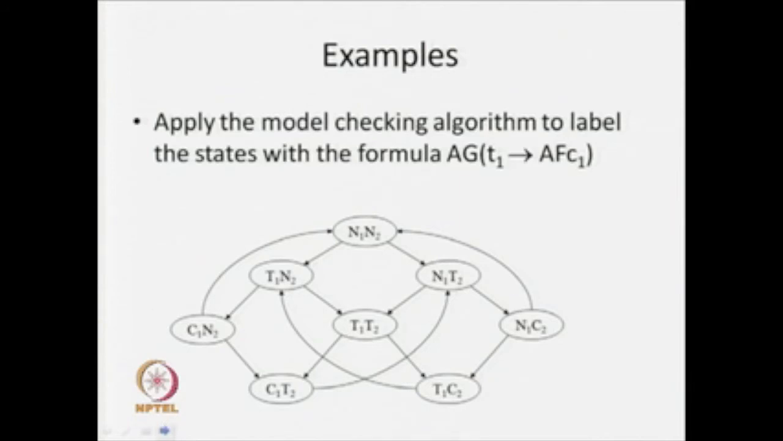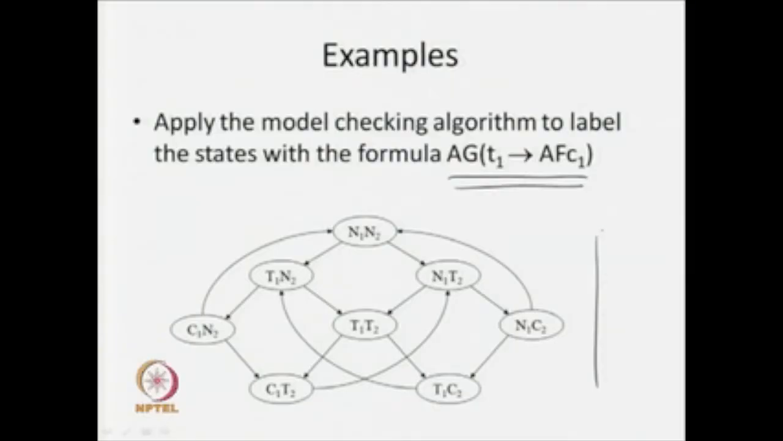Now, we will see another example. In the second example, again we are going to apply the model checking algorithm to label the states with the formula: all paths globally, T1 implies in all paths in future C1. This is the property that we call the liveness property. What we are saying is that if any process wants to enter into the critical section, that process eventually must get the chance to enter into the critical section. This is the liveness property. Now, we are going to check whether this liveness property is true in my model or not.